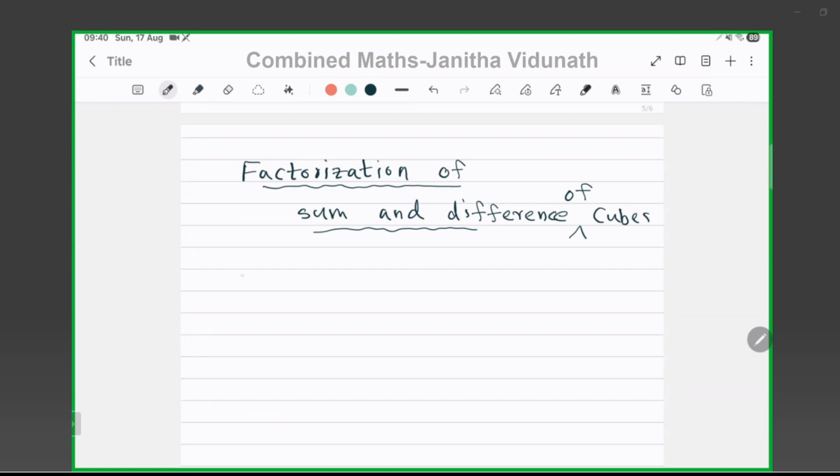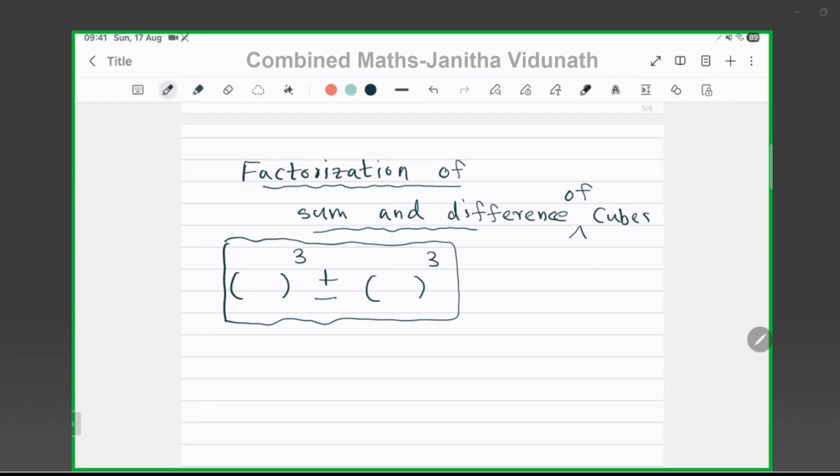That means here we have one cube term and we have another cubic term. Between those two terms, we can have plus or minus. If we get this kind of expression, we need to find a way to factorize it.